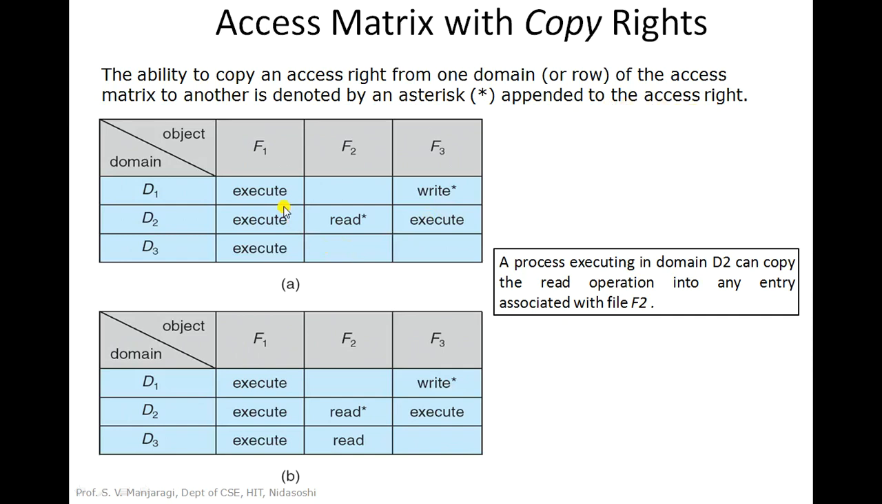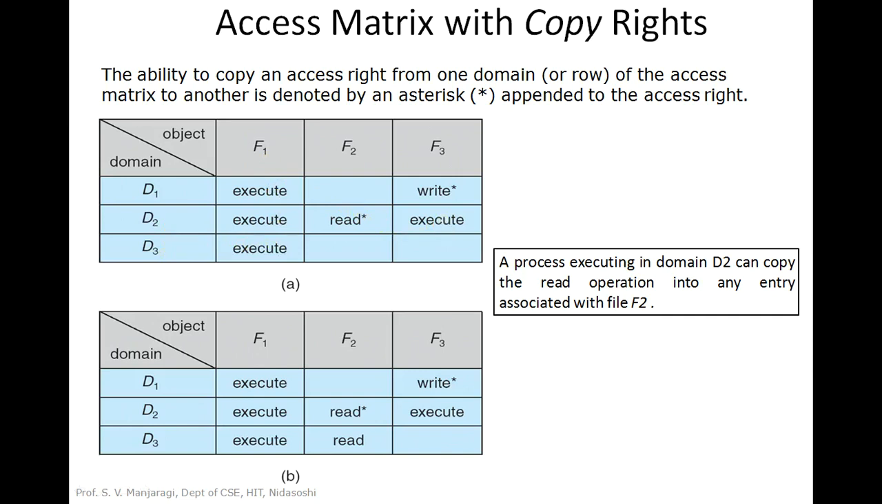If you look at this particular example, in this access matrix table there are three domains D1, D2, D3, and three objects F1, F2, F3, and there are different access rights, or operations, set for the processes of different domains on the file objects F1, F2, F3. Here, processes of D1, D2, D3 have execute permission on F1, and processes of domain D2 have execute permission on F3.